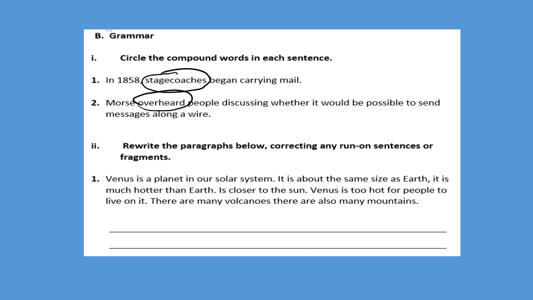Now rewrite the paragraphs below, correcting any run-on sentences or fragments. Venus is a planet in our solar system. It is about the same size as Earth, but it is much hotter than Earth. We remove the period because it is closer to the sun. Venus is too hot for people to live on it. There are many volcanoes there. There are also many mountains. There are many volcanoes, and there are also many mountains.